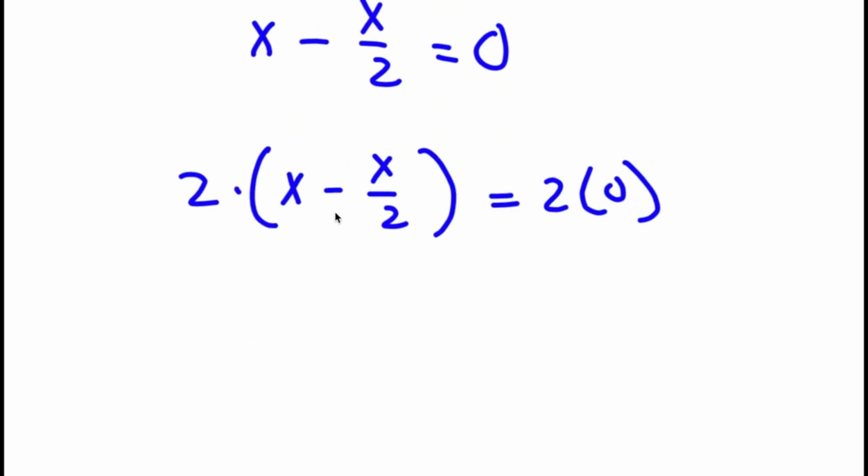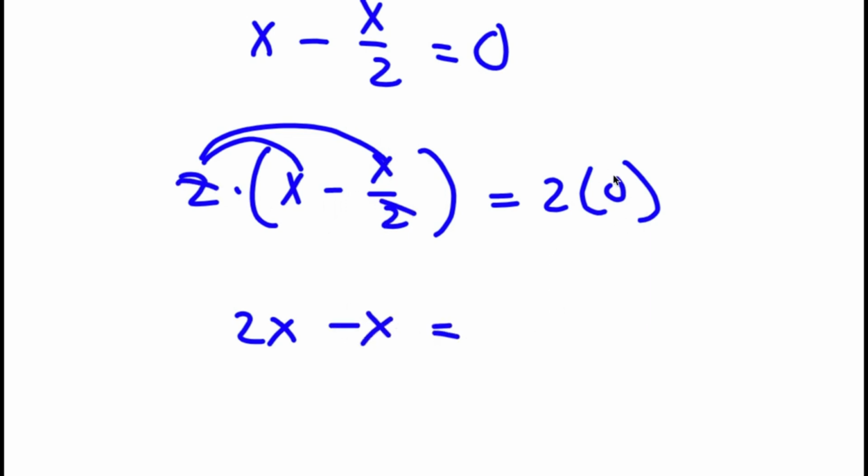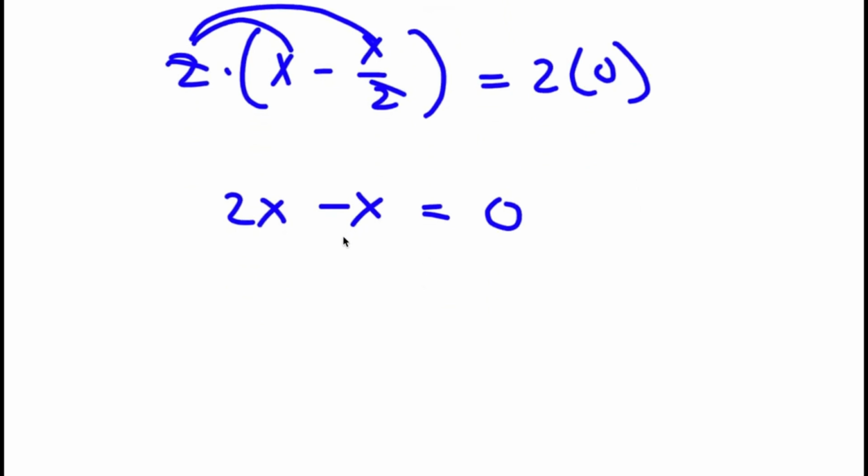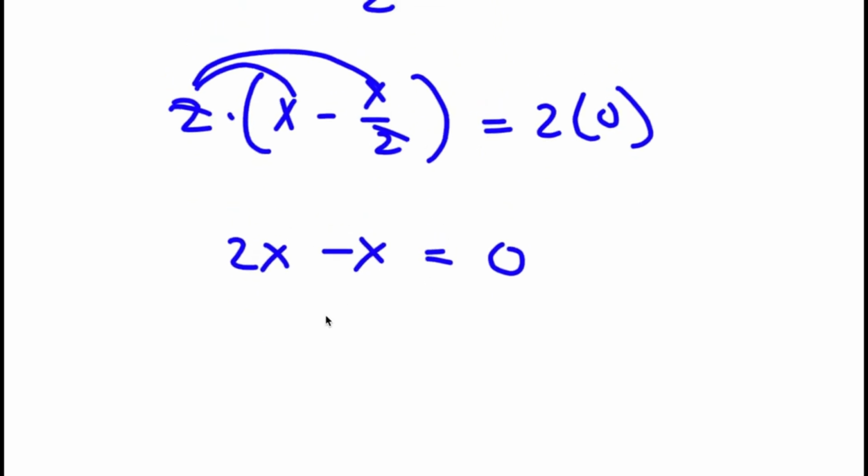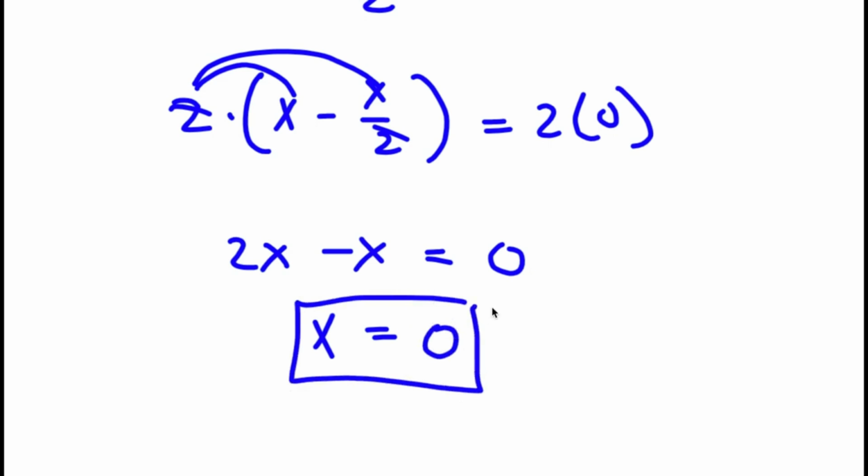So for 2 times (x minus x over 2), I'm simply going to distribute the 2 to all terms in my parentheses here. So first off, 2 times x, that's simply equal to 2x, and 2 times negative x over 2, the 2's simply cancel out, so I'll be left with negative x. And this is equal to 2 times 0, which is simply equal to 0. So I have 2x minus x is equal to 0. Now 2x minus x, that's simply equal to x. So I have x is equal to 0. So x equals 0 is my solution.